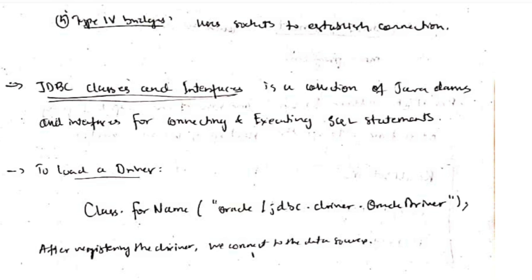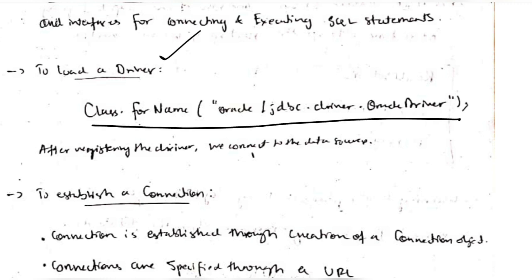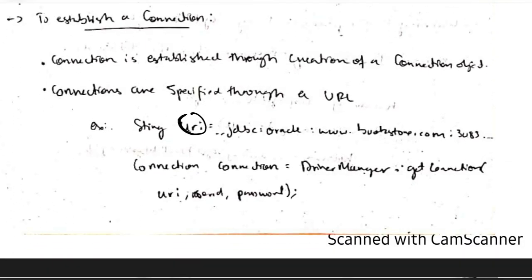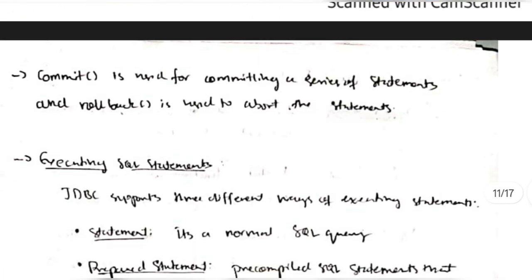There are a few steps to be followed if you want to connect Java with SQL. Firstly, you need to load a driver. This is the syntax for it. You will be specifying the URL of the driver. After that, make a connection. Store the URL in a string variable here, and then make the connection by using the arguments URL, username and password. After the connection is established, you have to either write the commands or delete the commands. For writing you will use commit, and for undoing the commands already done, we will be using rollback.